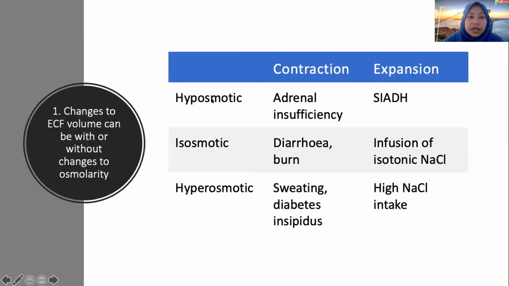So here are some of the rules when you talk about body fluid disturbances. The first one is that the changes to the ECF volume can be with or without changes to the osmolarity. So you can always have isoosmotic contraction or isoosmotic expansion, meaning that you lose almost the same ratio of water and salt, or you gain almost the same ratio of water and salt. When I say ratio, it means that the fluid has almost the same osmolarity as your body fluid, your plasma.